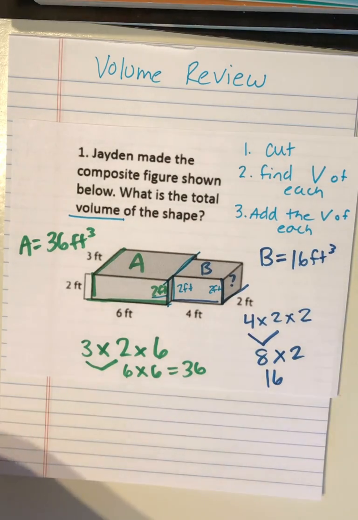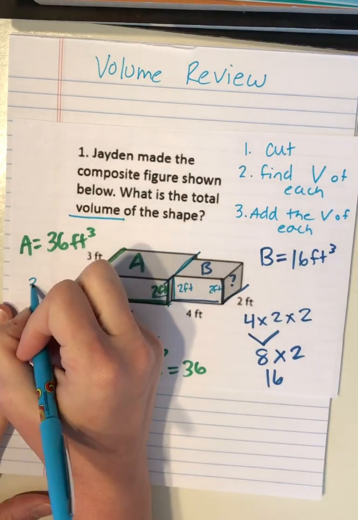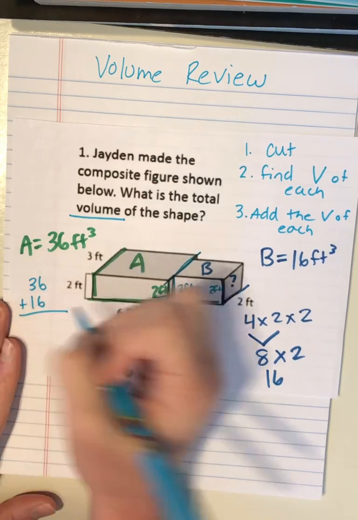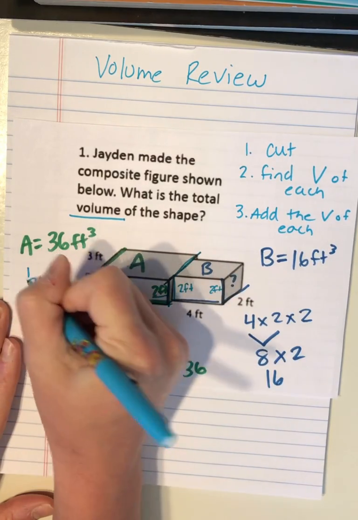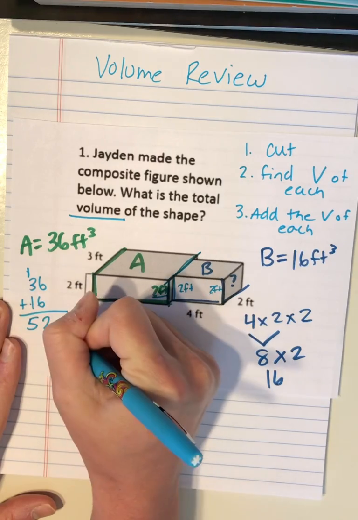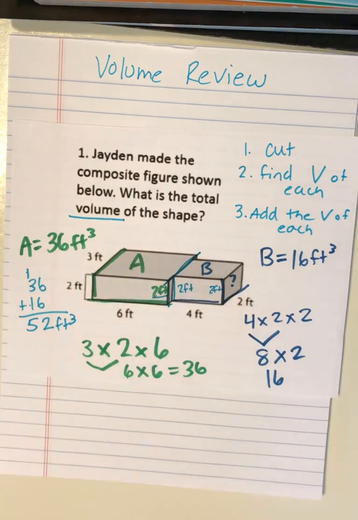Okay, then we're going to add them together. 36 plus 16. 6 plus 6 is 12. 3, 4, 5, 52 cubic feet.